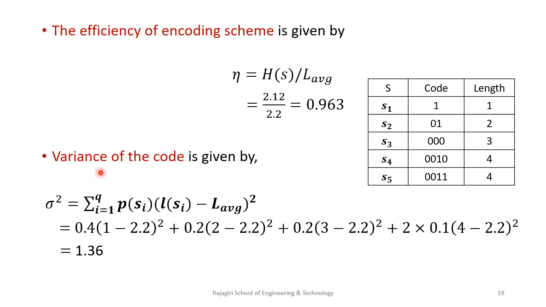Similarly, the variance of the code is calculated using the formula sigma squared equals summation over i of P(Si) times (L(Si) minus L average) the whole squared, where P(Si) is the probability of each symbol, L(Si) is the number of bits used to represent each symbol, and L average refers to the average number of bits used to represent a symbol. So for the best coding schemes, the efficiency should be as high as possible and the variance should be as low as possible.